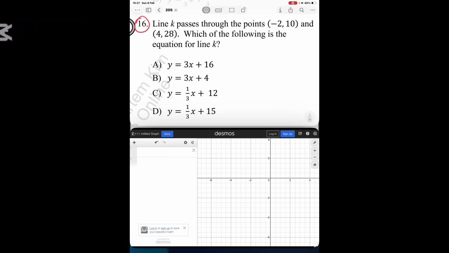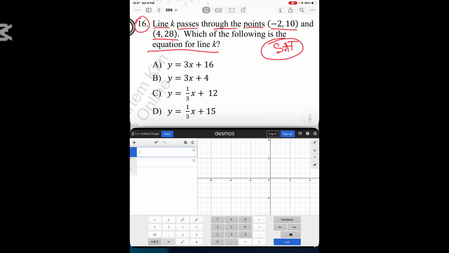In the 16th question, line K passes through the points minus 2 and 10, and 4 and 28. It says to find the equation of the line K. In this case, in the SAT exams, always try to use Desmos by creating these points. So now press the plus button, then here you can find the table, and after that you simply write down these points. Then it's going to be 4 and 28.